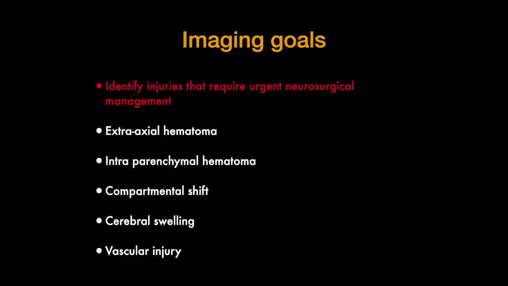The goals that we have when imaging a patient who has or is suspected to have had head trauma are to primarily identify injuries that require urgent neurosurgical management. These will be extra-axial hematomas, intraparenchymal hematomas, compartmental shifts, cerebral swelling, and vascular injury.